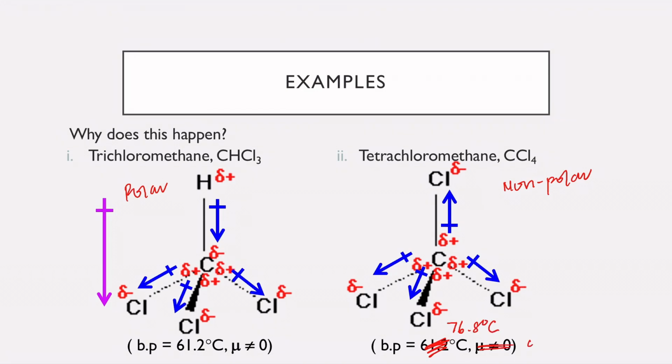This will be mu equals to 0. So, why? Okay, sekarang it makes sense. So, just now we said that the polar molecule will have a higher boiling point than the non-polar molecule. But this doesn't happen in this case. Why? So, CCl4 has higher boiling point because it is a bigger molecule with more electrons. So the increase in the dispersion forces dominates the dipole-dipole interaction.